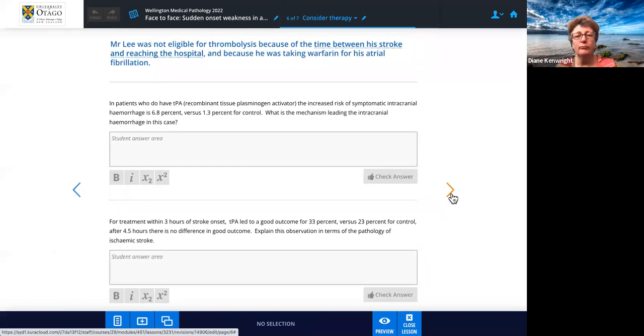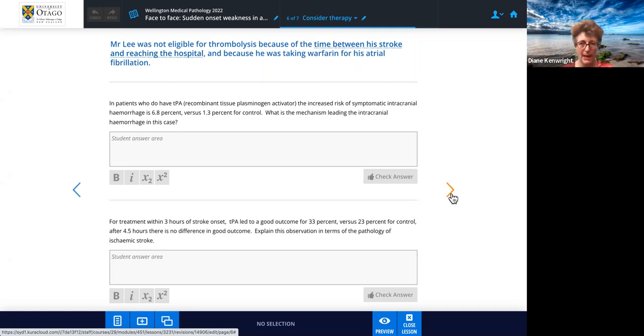Okay. So he's not eligible for thrombolysis because of the time of his stroke and reaching hospital. Thrombolysis dissolves the blood clots, and any bits of brain that were kind of gray, not dead, but just hanging on, the thrombolysis can save them. It's called the penumbra area. And so people who are taken to hospital immediately after stroke, you can save their bits of brain by immediately thrombolysing them. However, he's been there a long time, so thrombolysis will not help him, and it does come with risks.